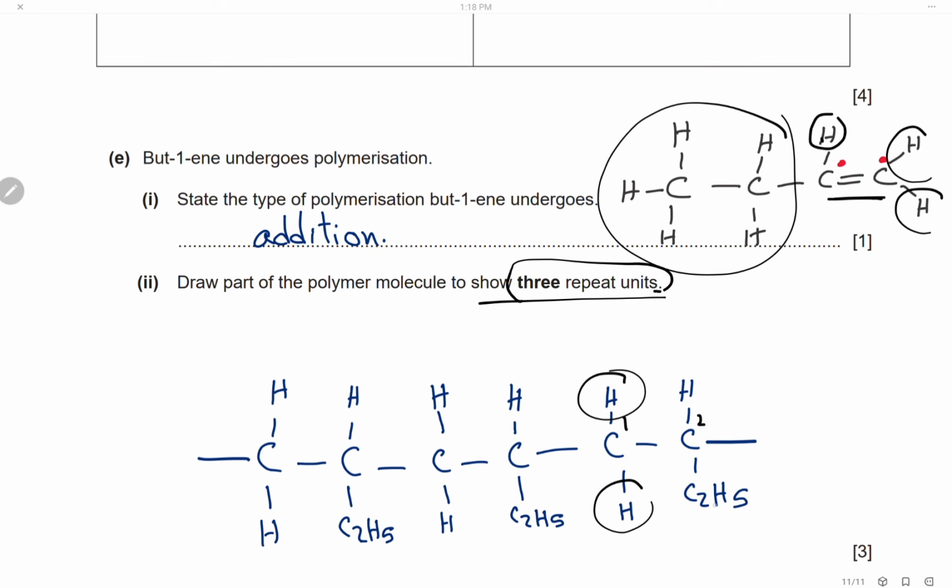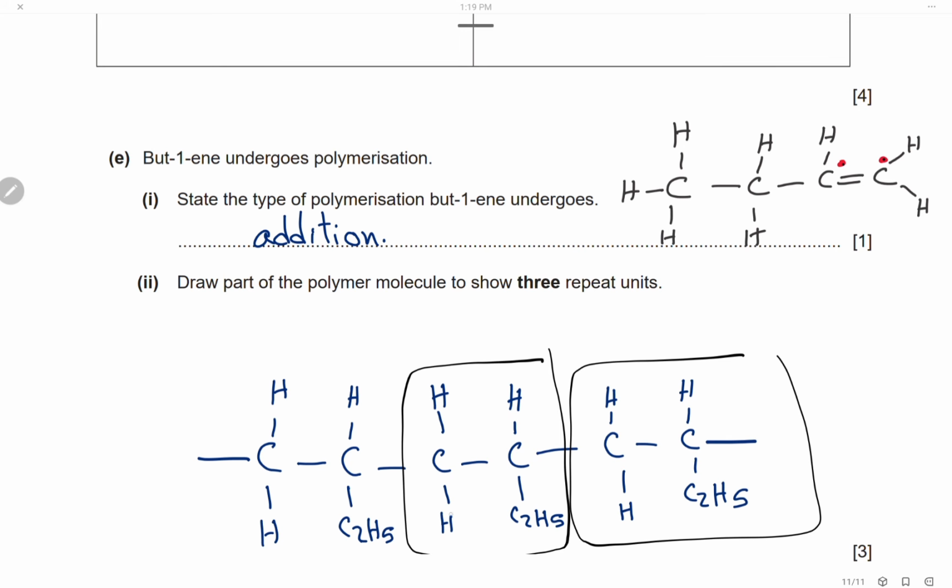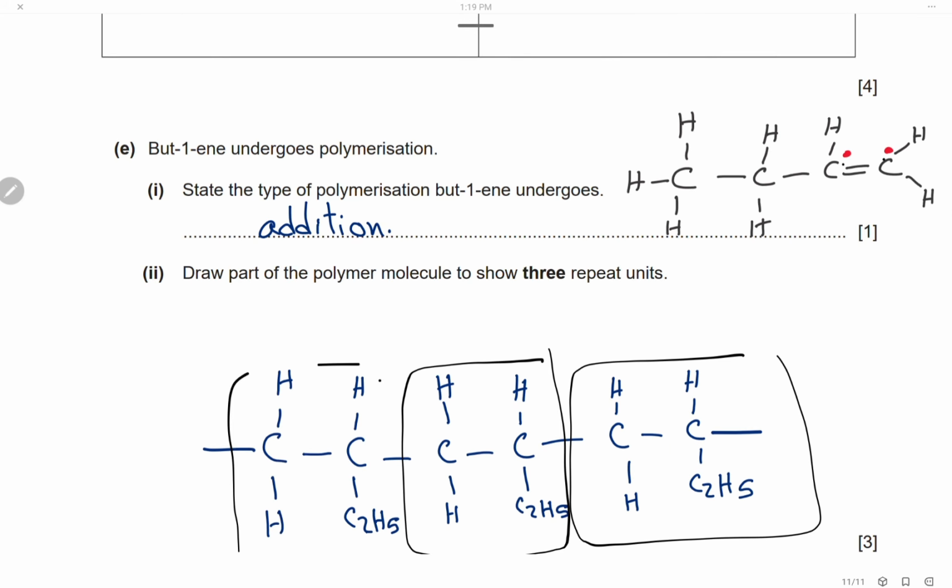So this is the second carbon. Now I have drawn the first repeat unit, containing the carbons that originally had the double bond. The first carbon has 2 hydrogens and the second carbon has 1 hydrogen and 1 ethyl group. This is the first unit, and then we have to repeat it, drawing the second repeat unit and the third repeat unit. Then don't forget to draw the open ends, representing the continuation of the polymer. This is how to draw 3 repeat units of the polymer.